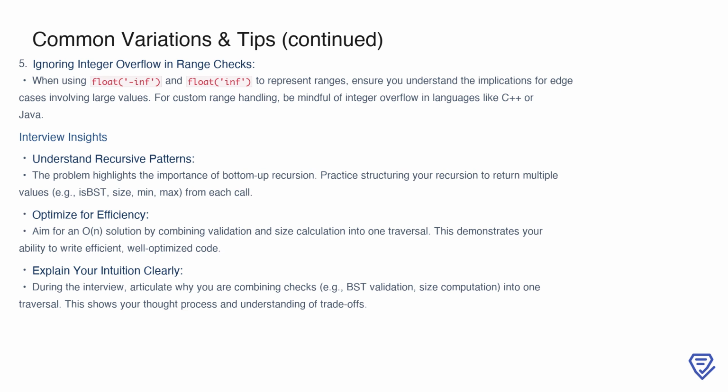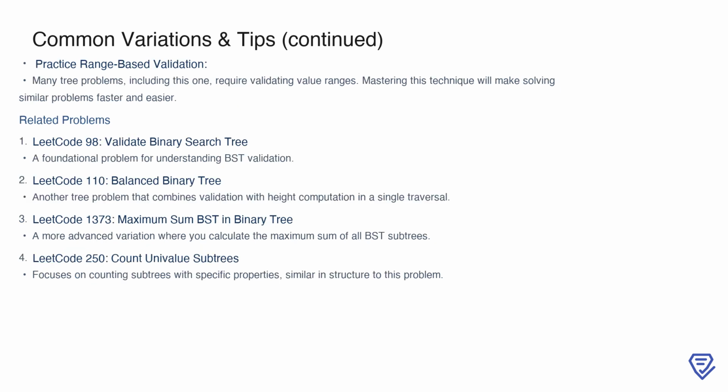Finally, during an interview, it's important to clearly explain your intuition. For example, articulate why you're combining multiple checks into one traversal and how this reduces redundancy. This demonstrates both your problem-solving skills and your understanding of trade-offs. Additionally, mastering range-based validation is a valuable skill, as it's a common requirement in many tree-related problems. If you practice this technique, you'll find it much easier to solve similar challenges in the future.